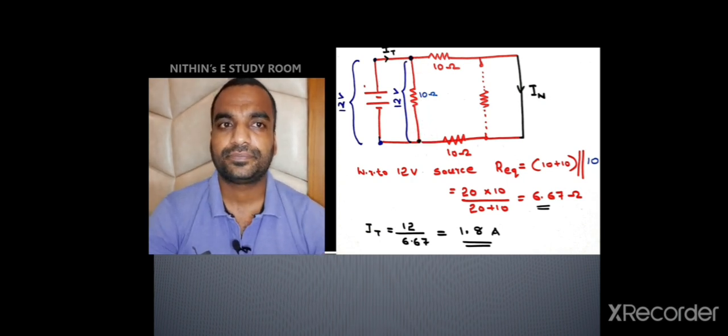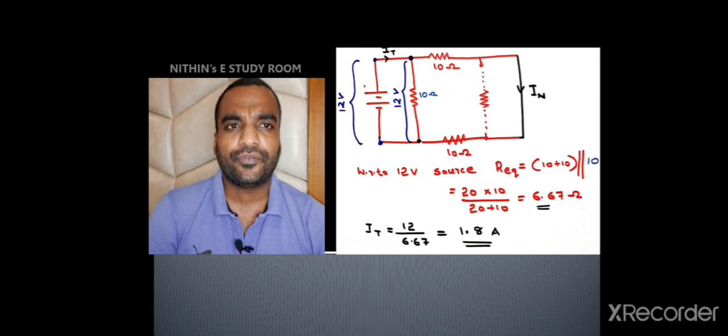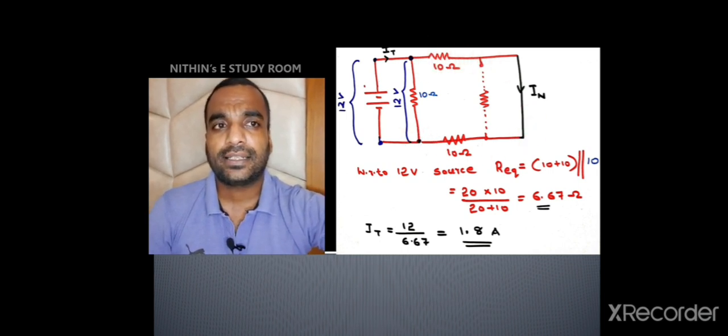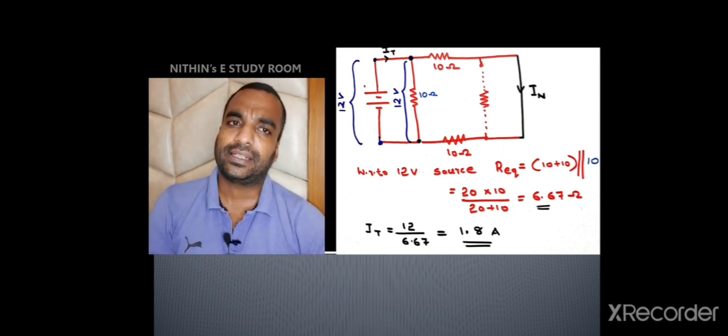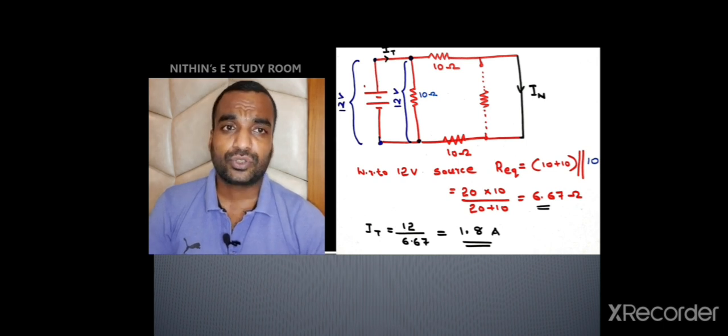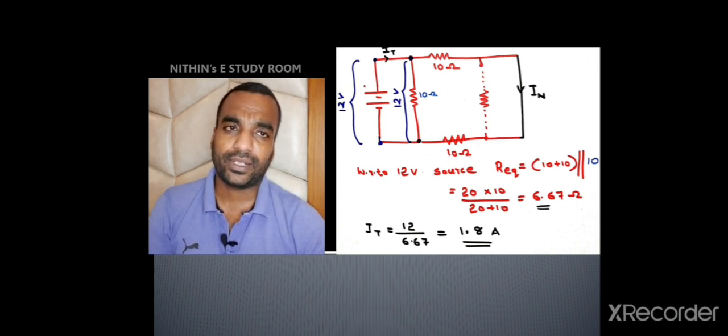Okay, it is clear. So with respect to the 12 volt source, R equivalent is equal to 10 plus 10, that is nothing but these 10 and this 10. This is a series path and that combination is in parallel to this other 10. So in total you will get 6.67 ohm. That is the equivalent resistance of the circuit. So the IT or I total will be 12 volt by 6.67, that is equal to 1.8 ampere.